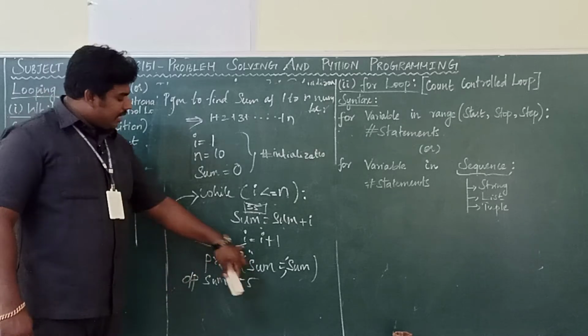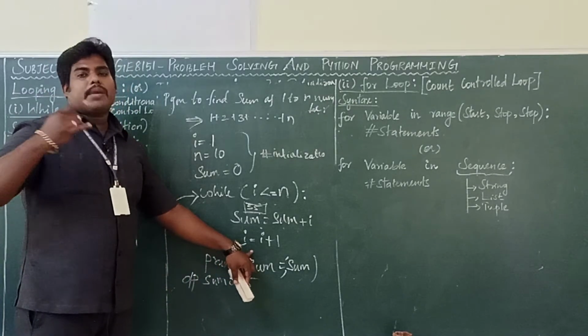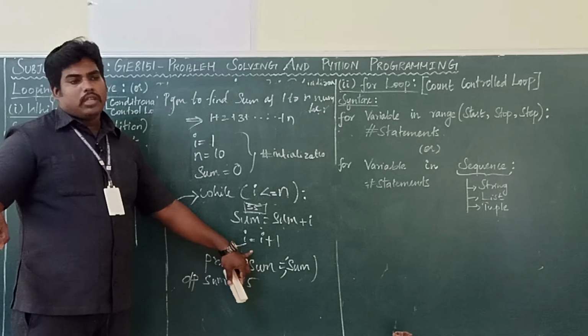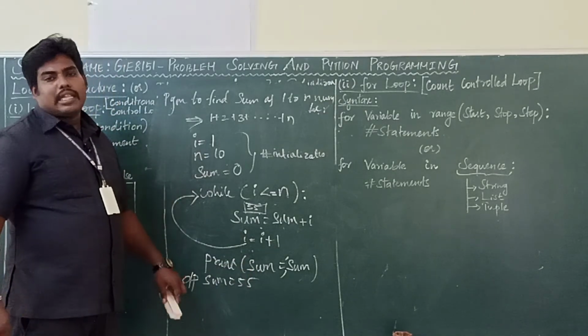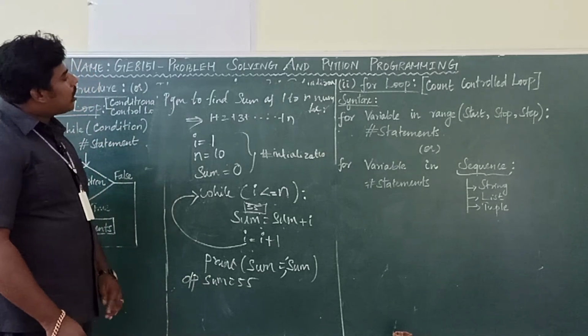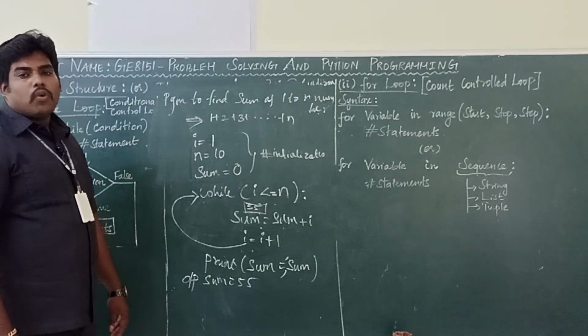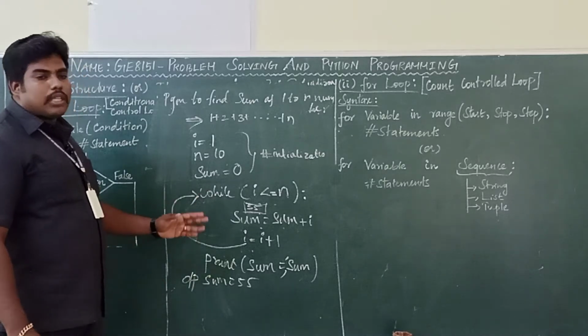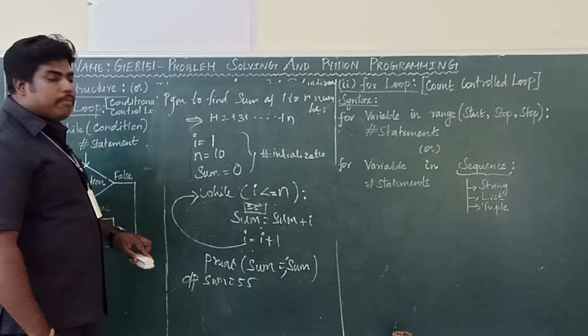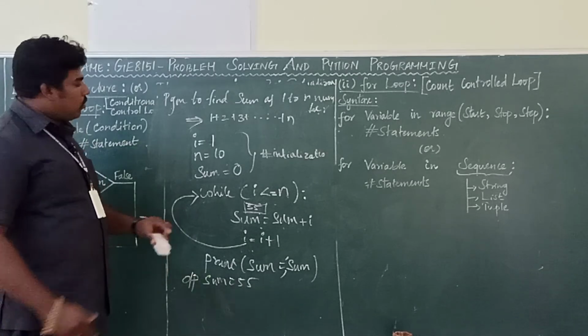If you write this line inside the loop, what will happen? Every time it will print sum. In each iteration it will print one value. I am printing the answer at last. All of you got it? So this is the program to find the sum of 1 to n numbers using the while loop. Now I will explain one example, while with else. Okay.